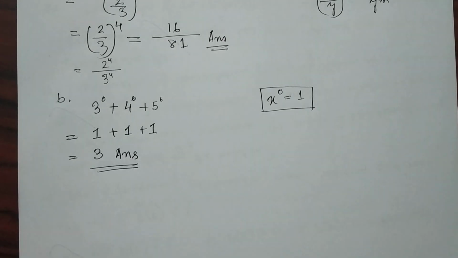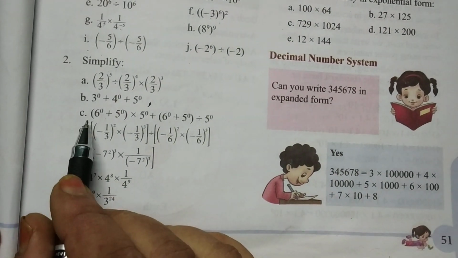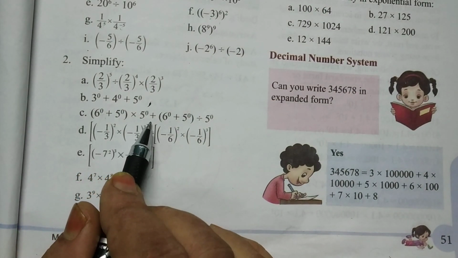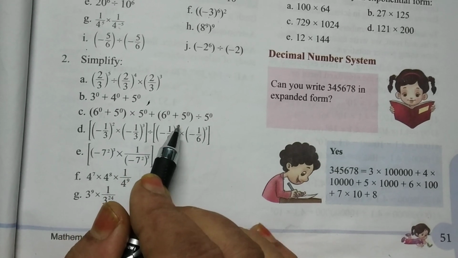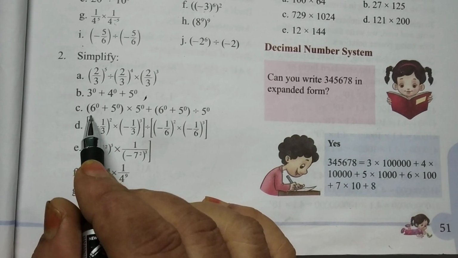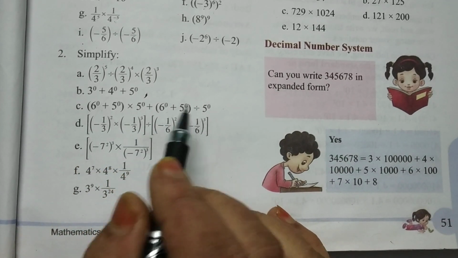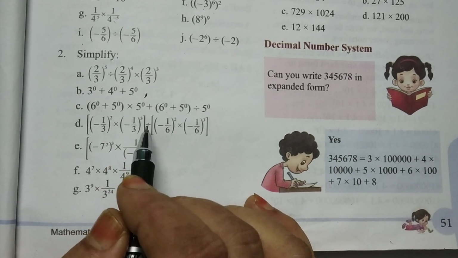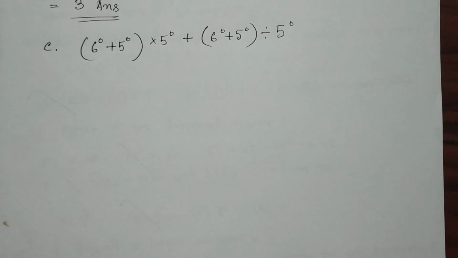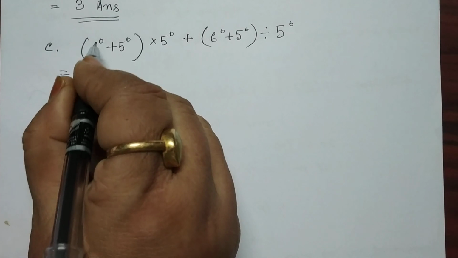Next question number C. This one: (6^0 + 5^0) into 5^0 + (6^0 + 5^0) divided by 5^0. In this sum, first we have to remove the brackets. After that we divide, then we multiply, then we subtract. This sum we will solve this way.